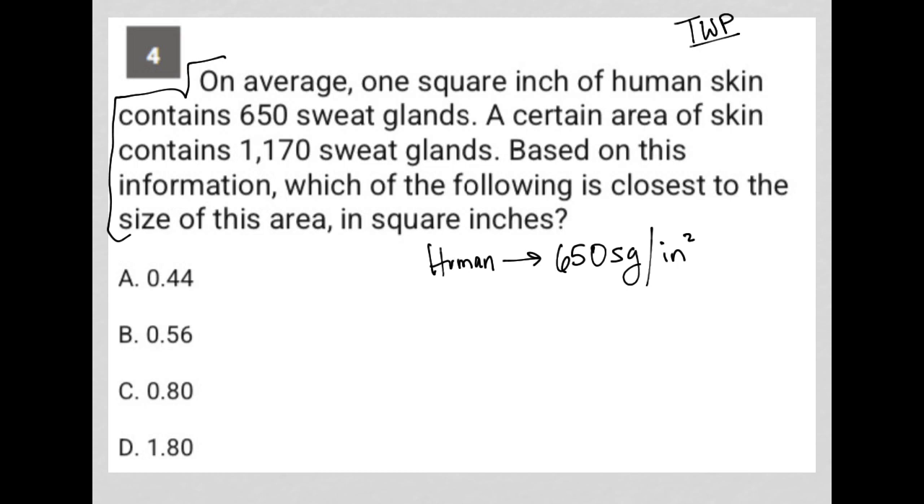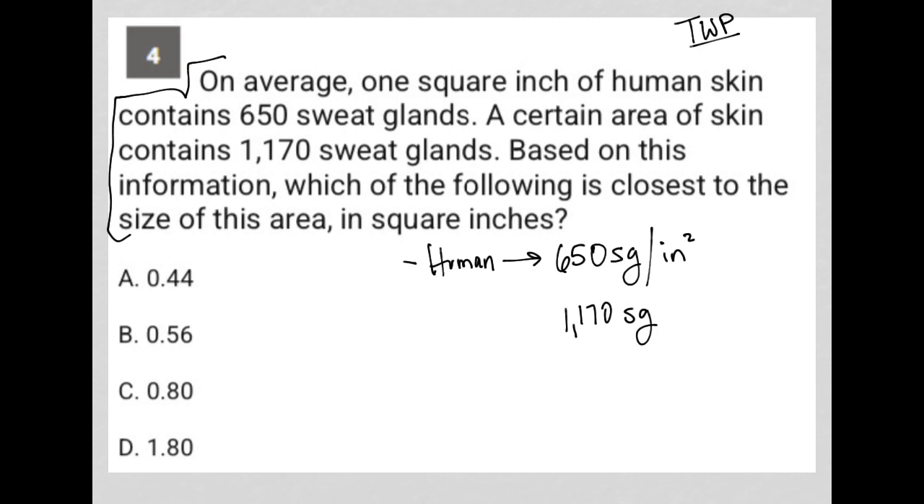A certain area of skin contains 1,170 sweat glands. Okay, so 1,170 sweat glands in a certain area. It doesn't say the size of that area, so I'm not going to say per square inch there. The next sentence says, based on this information, which of the following is closest to the size of this area in square inches? Okay, perfect.